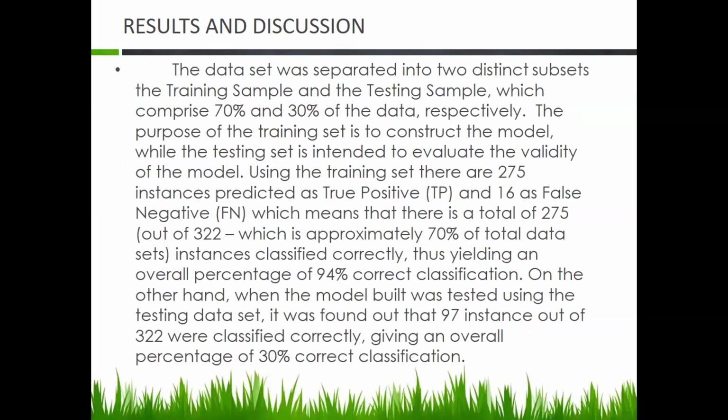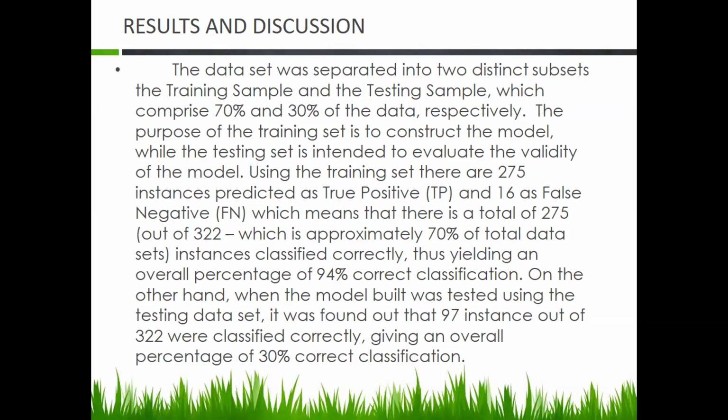The dataset was separated into 2 distinct subsets, the training and the testing, comprising 70% training and 30% testing, respectively. The purpose of the training set is to construct the model, while the testing set is intended to evaluate the validity of the model. So we use the training set. There are 275 instances predicted as true positive and 16 as false negative, which means a total of 275 out of 322, which is approximately 70% of the total data sets, correctly classified, thus yielding an overall percentage of 94 correct classification.